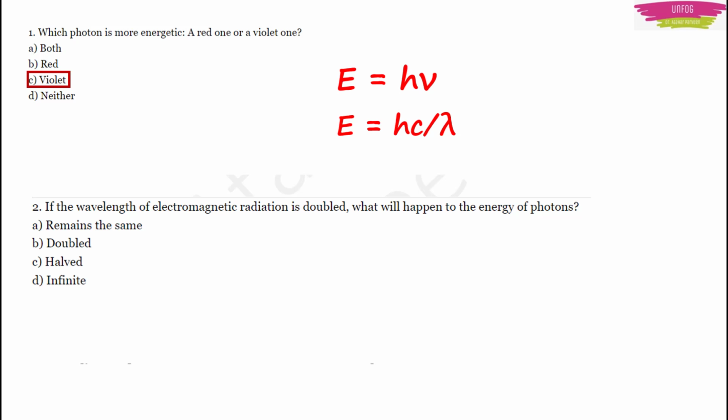Okay. Next question: if the wavelength of electromagnetic radiation is doubled, what will happen to the energy of photons? E is equal to hc upon lambda, right? If wavelength gets doubled, the energy should be halved because it is inversely proportional. You can write it and see again. You will let me know in the comment section also whether you are getting this half or not.